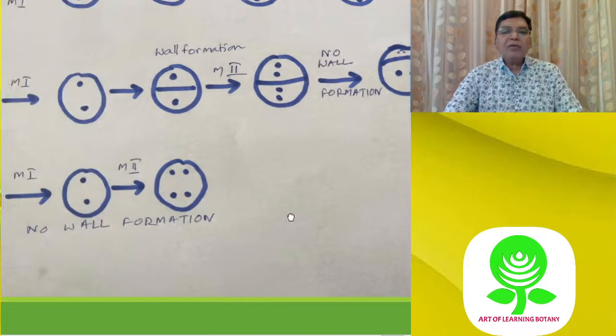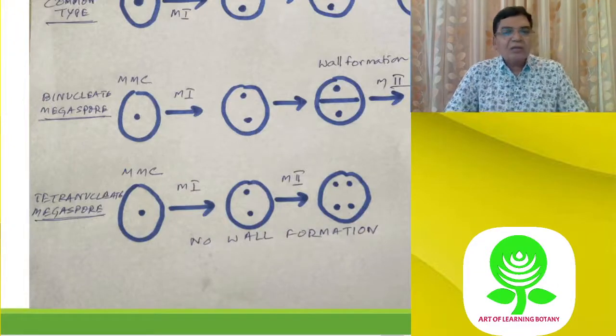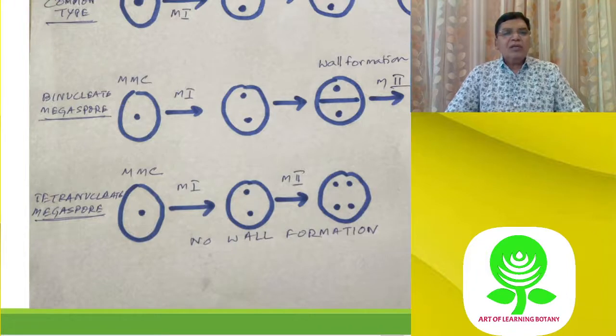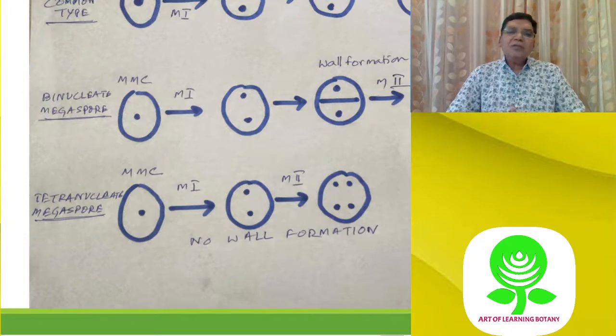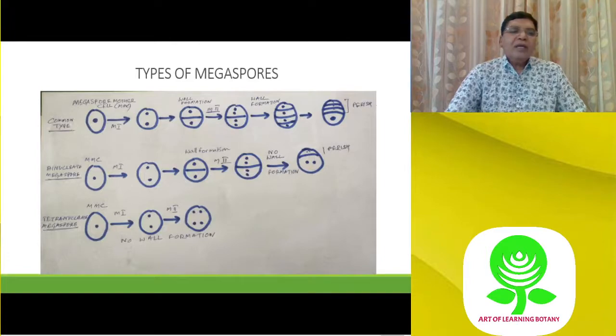Now in the third type you will find there is no wall formation at all at the end of meiosis 1 or meiosis 2. The megaspore mother cell nucleus divides. First meiosis forms 2 nuclei. Then these 2 nuclei divide inside the same cytoplasm, forming 4 nuclei. So there is no wall formation. Therefore, the megaspore is 4 nucleate, or tetranucleate megaspore. And accordingly, there will be megagametophyte development.